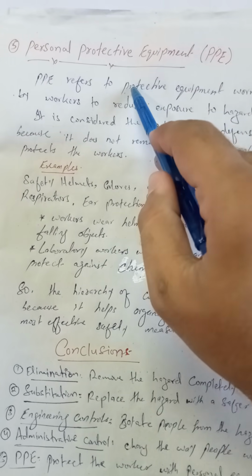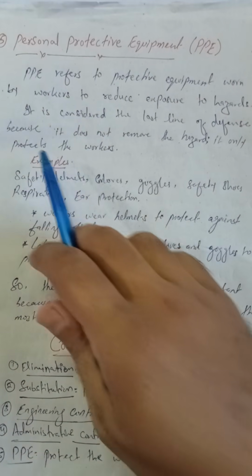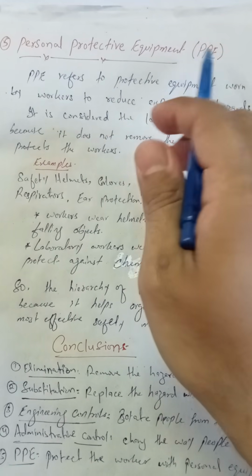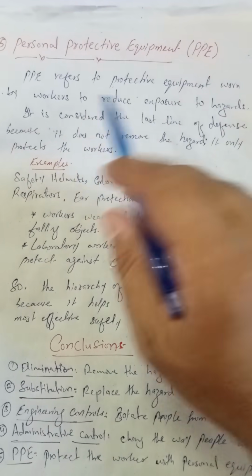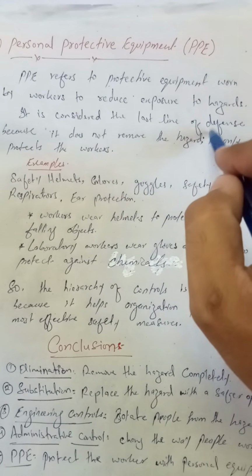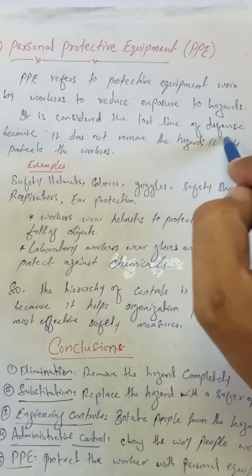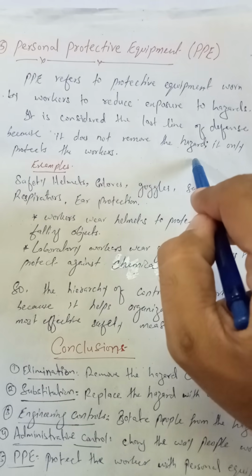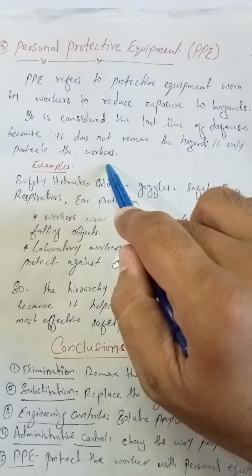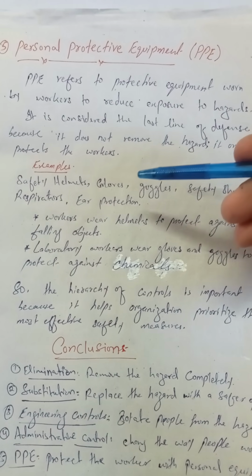Fifth, and the last control, is personal protective equipment, or PPE. It refers to protective equipment worn by workers to reduce exposure to hazards. It is considered the last line of defense, because it does not remove the hazard, it only protects the workers.